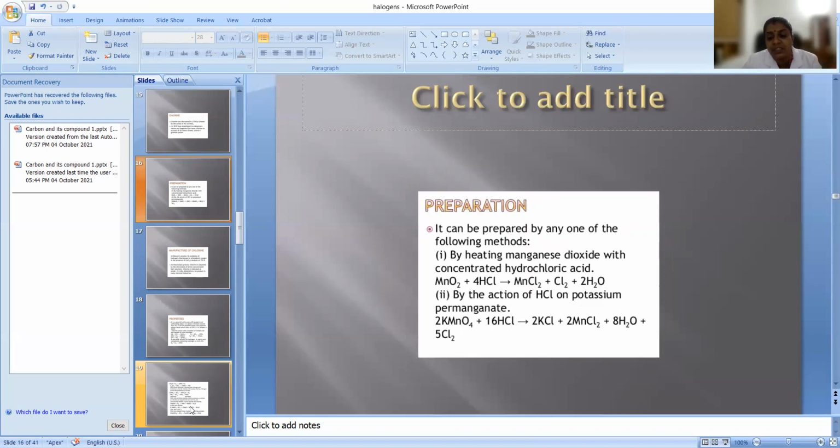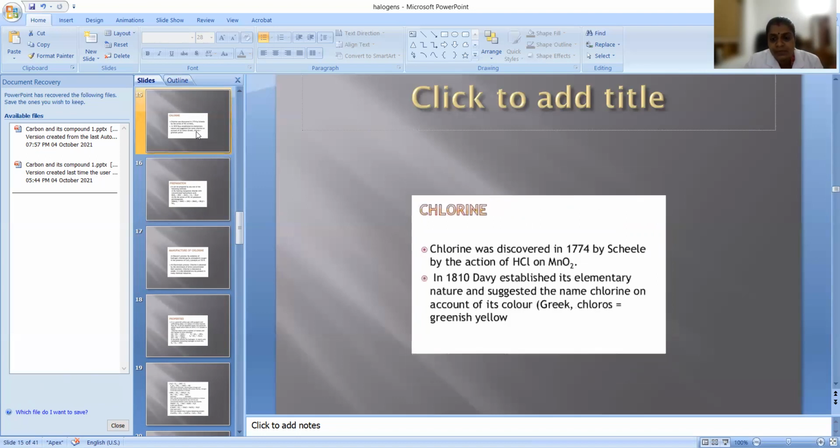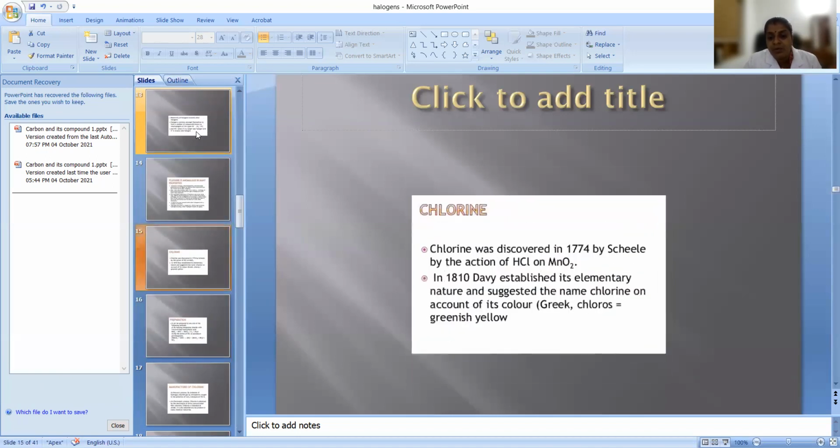What is the preparation method? It can be prepared by any one of the following methods, by heating. Fluorine.